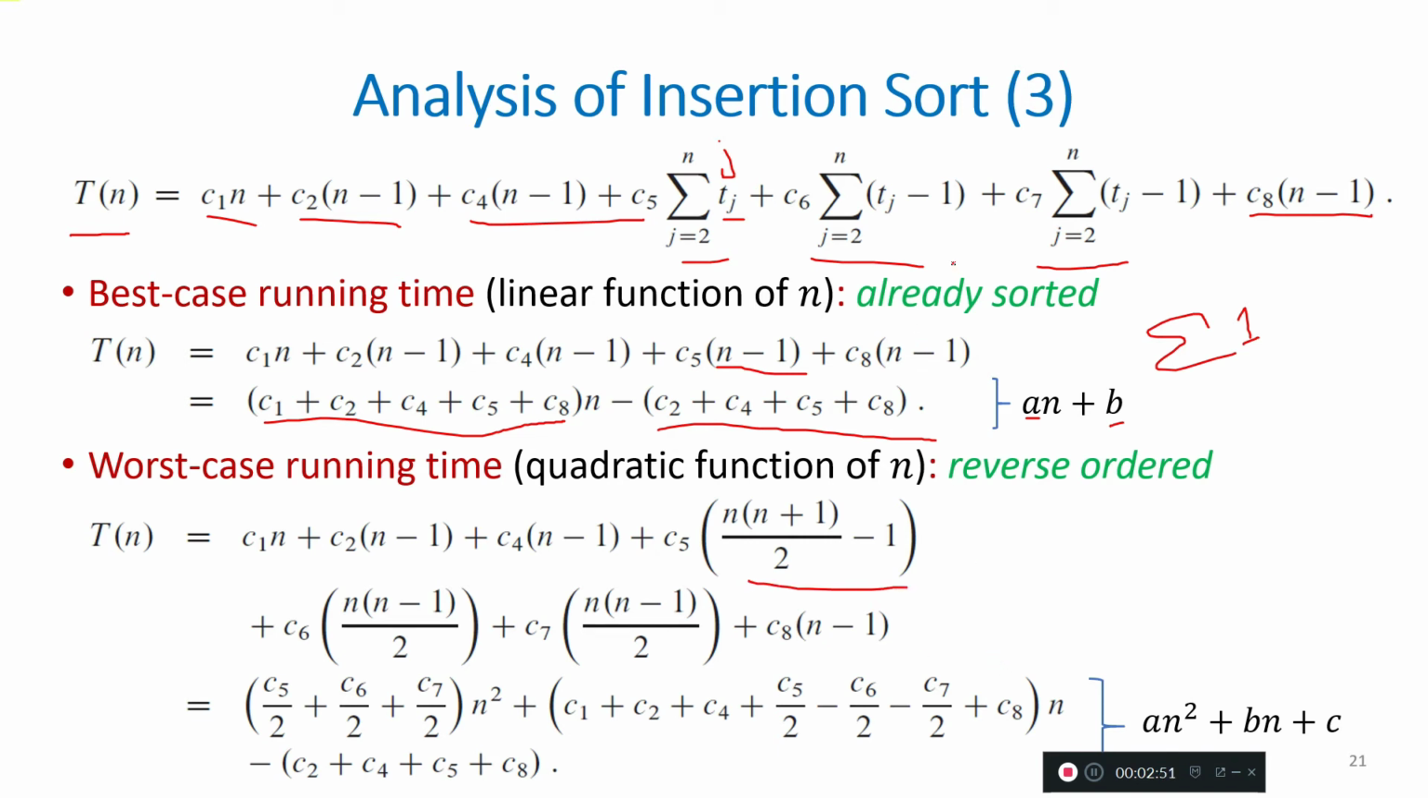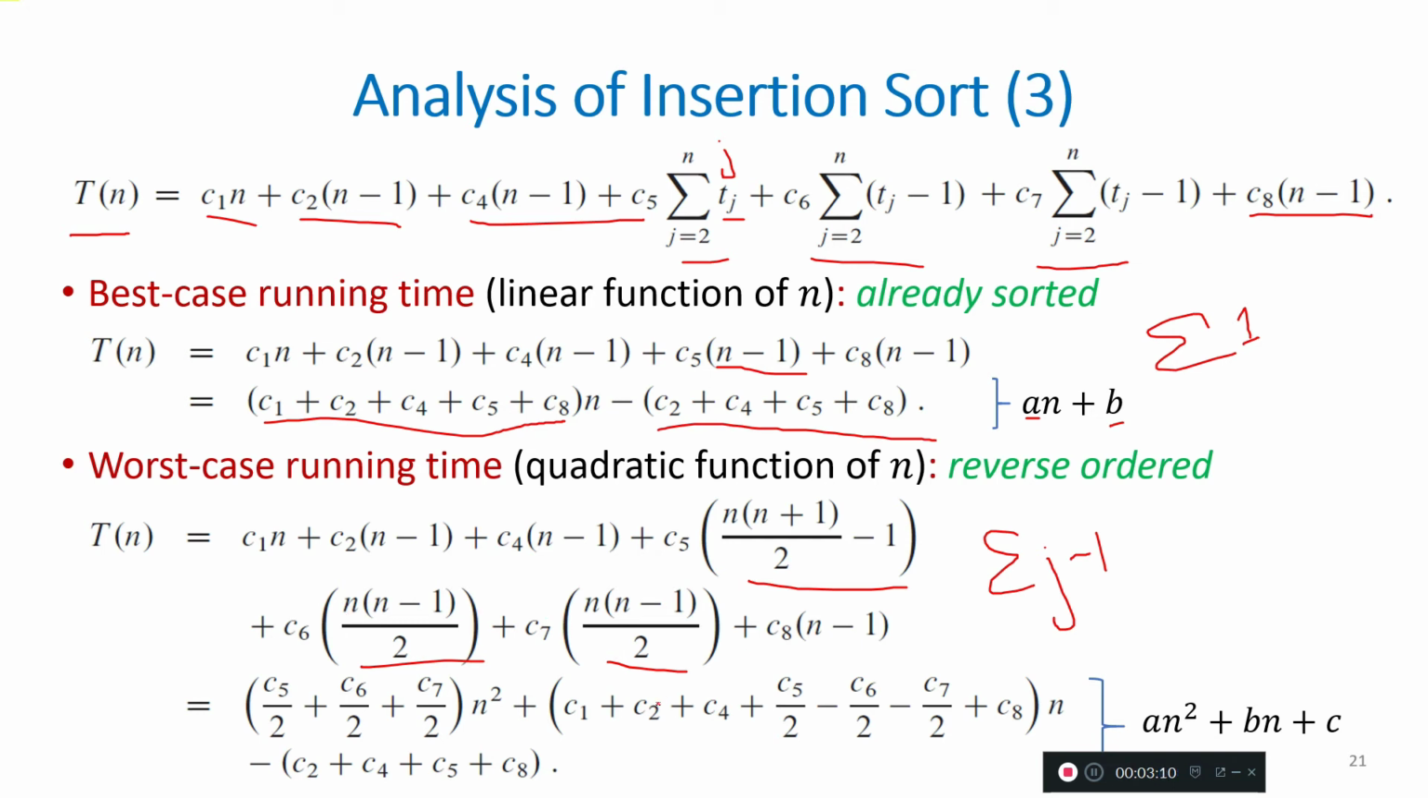And since these two instructions correspond to instructions within the while loop, they have a -1. So the summation of j minus 1 would be this.